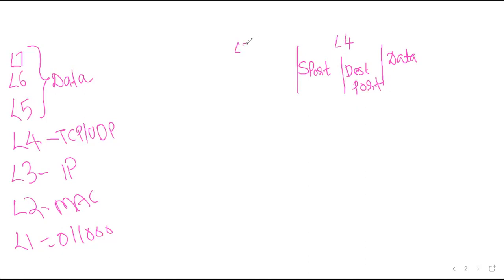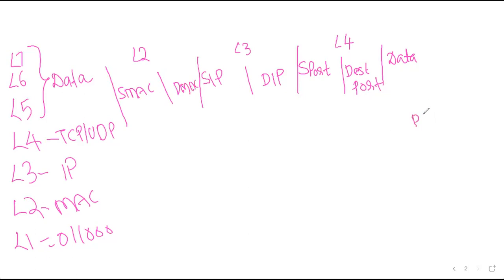Then you need layer 3. What is in layer 3? You need source IP and destination IP. In layer 2, what do you need? Source MAC and destination MAC.